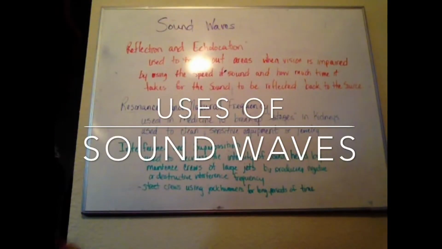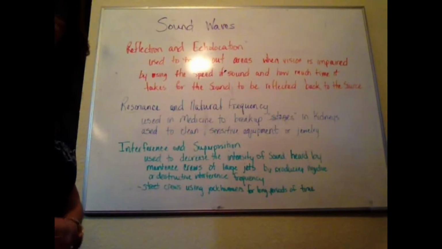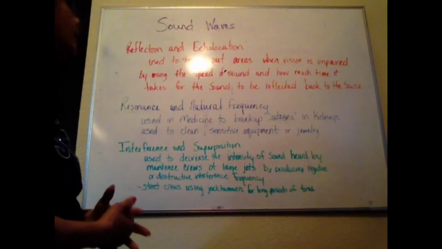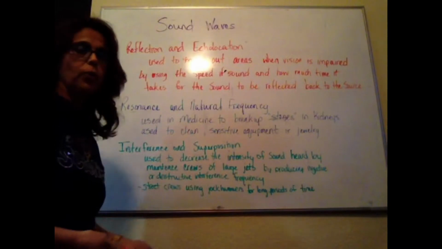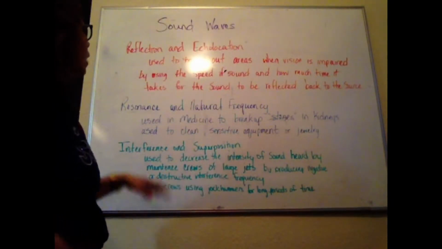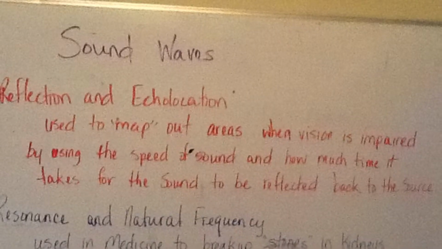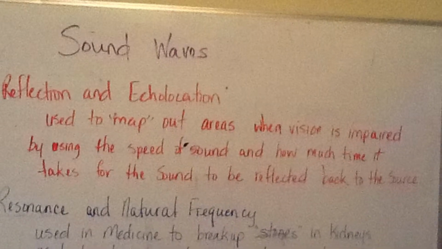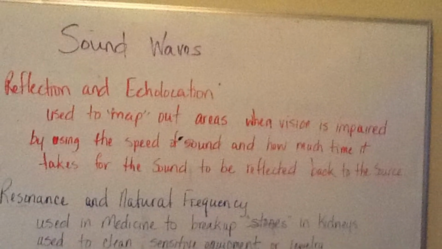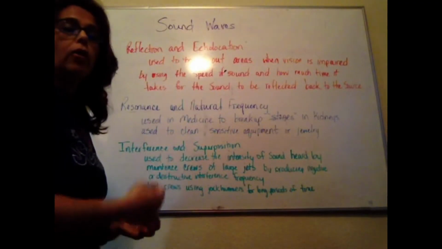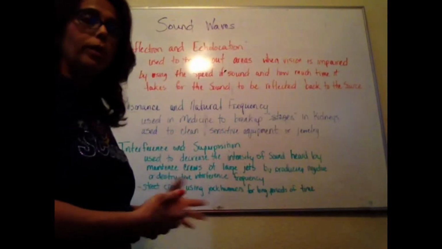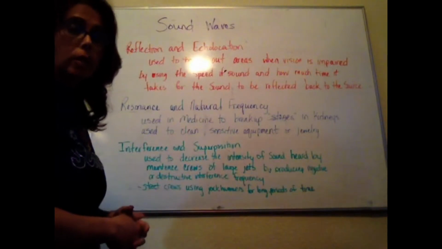We've been talking about a variety of properties of sound, and we're going to look specifically at where we can use these real-world applications of these particular properties. Now, reflection and echolocation is something we've already looked at, and we have already determined that bats use this in order for them to see. Since they're blind, they send out a signal, and depending on how quickly that signal returns to them will tell them if they're about to hit a barrier.